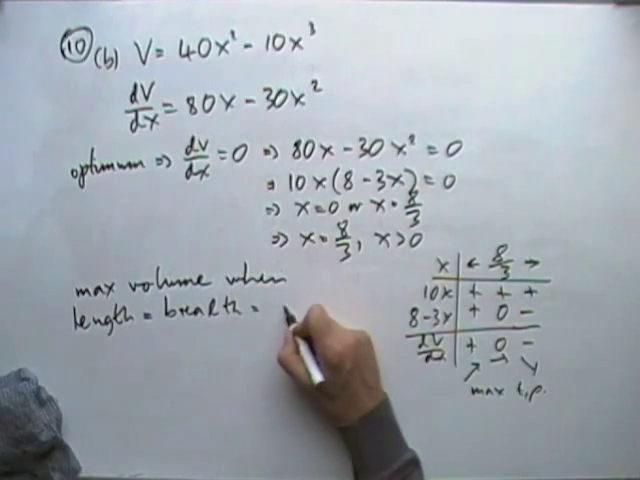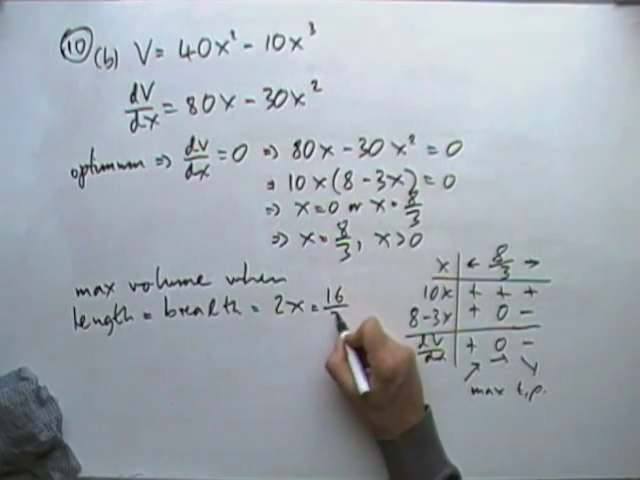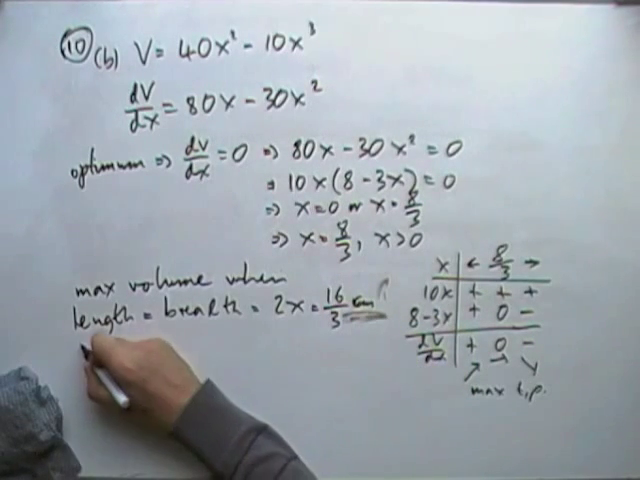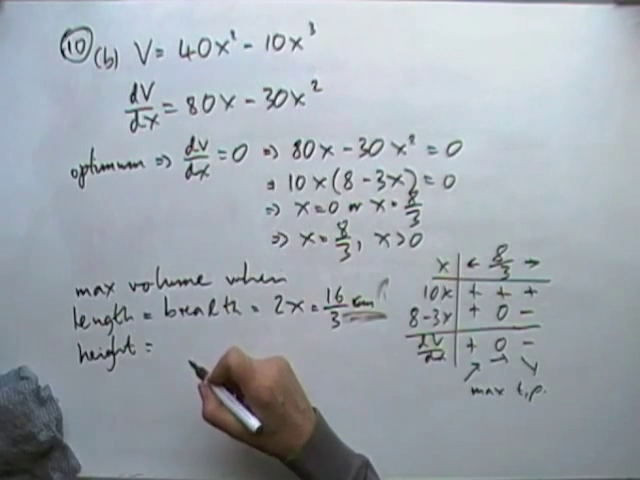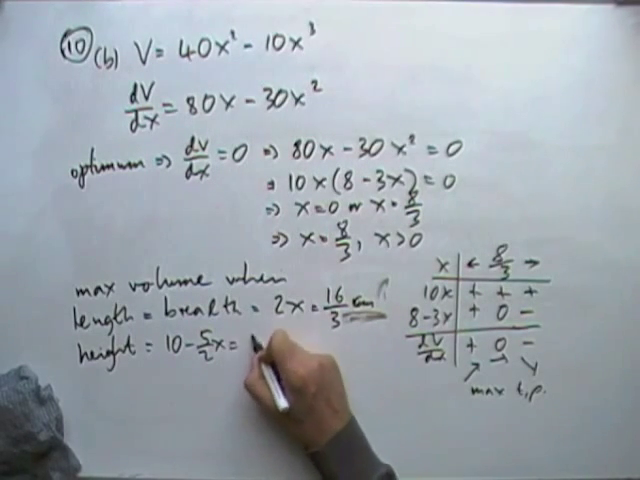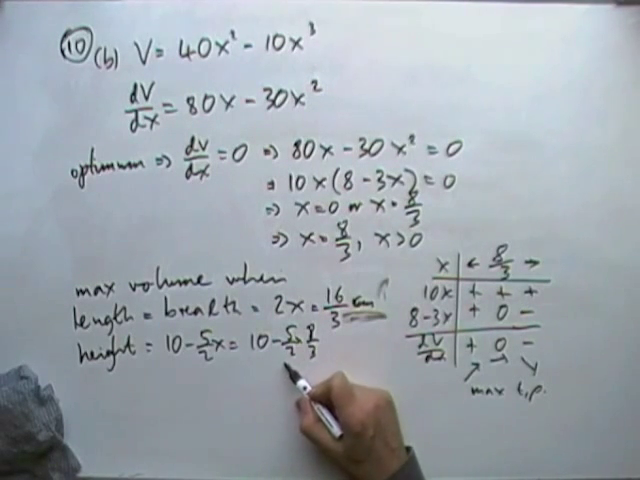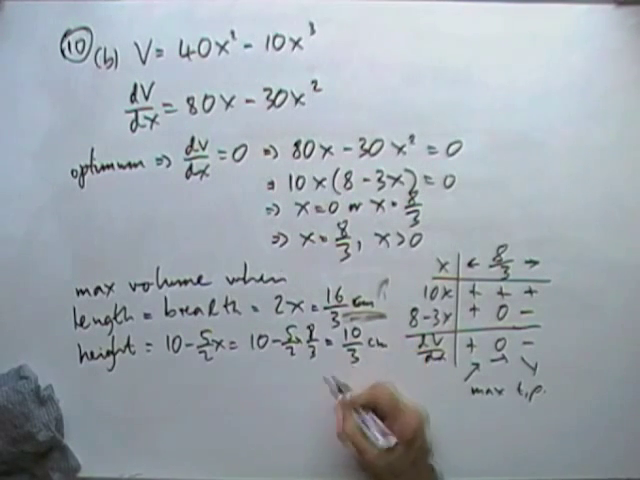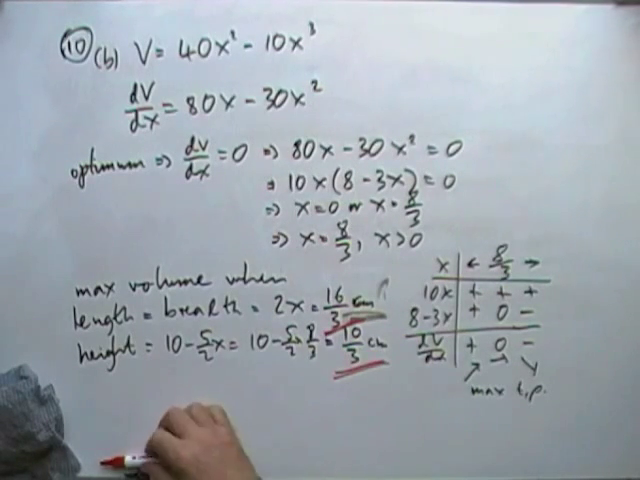When the length equals the breadth, and that was 2x, so that will be 2 times that, so that'll be 16/3 centimetres. Whoa, centimetres, I'll not underline that yet. And the height was given by that expression earlier, the 10 minus 5/2 x. So it'll be 10 minus 5/2 times 8/3. That's going to be 20/3, so that'll just be 10/3. So that'll be 10/3 centimetres. Maximum volume when you've got this length, breadth and that height. That's question 10.